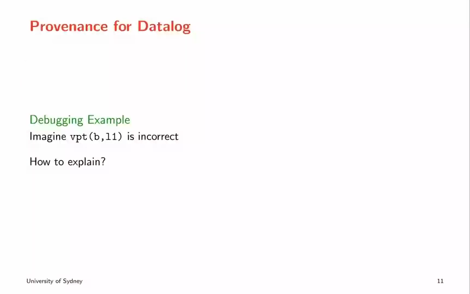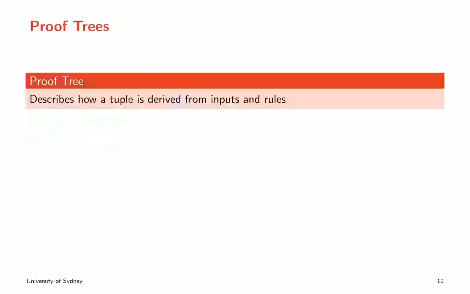For a more concrete example of what debugging might look like, let's imagine that one of our output tuples is incorrect. This could indicate an issue with the Datalog rules, or even an issue in the input data. So the question is, how do we explain where this incorrect output comes from? The form of provenance that we use is known as a proof tree. A proof tree is essentially a description of how a tuple is derived from the inputs and the rules of the Datalog program.